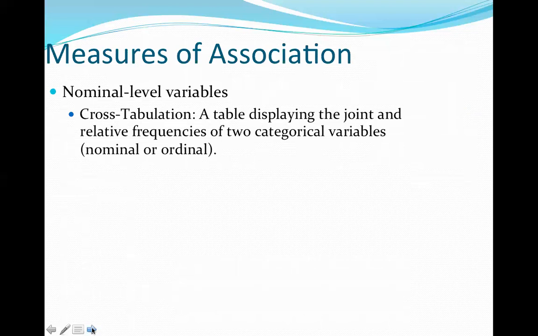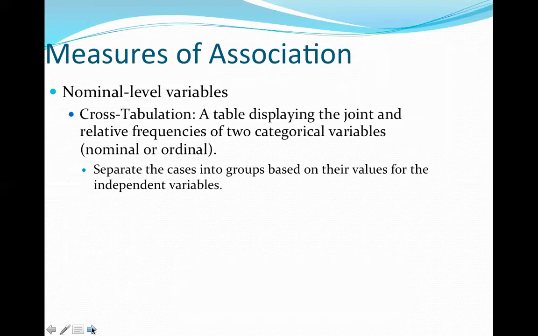interesting nominal and ordinal level variables that you want to look at the relationship between, I would suggest doing a cross tabulation. And a cross tabulation is very similar to a frequency distribution. But what it does is display both the joint and relative frequencies of two categorical variables. So those are probably unfamiliar terms. So I'm just going to go ahead and talk about how we make one and what it looks like, and then you'll see what I'm talking about.